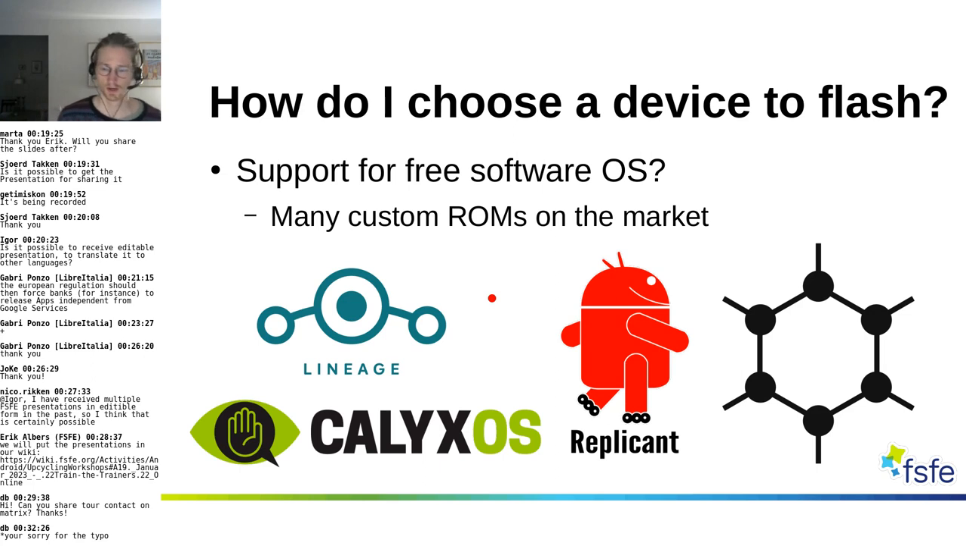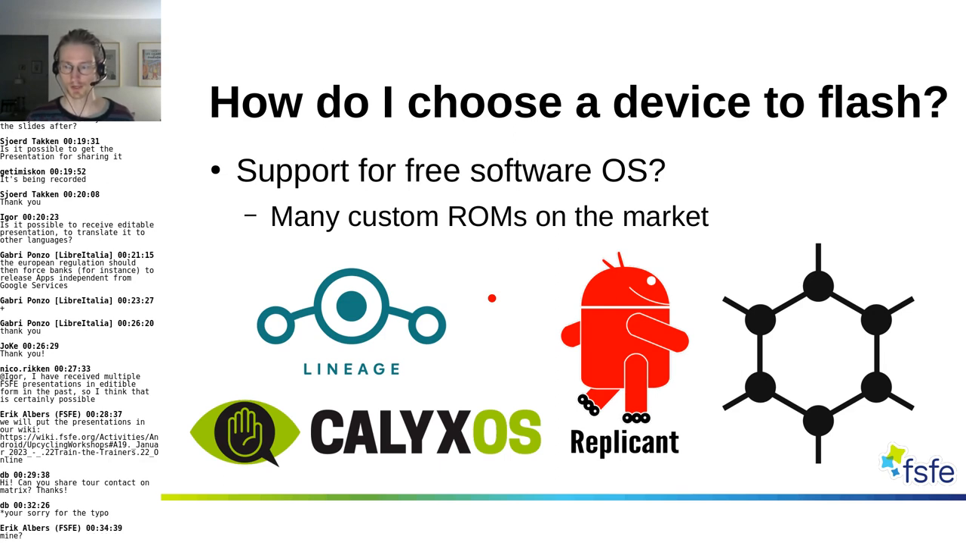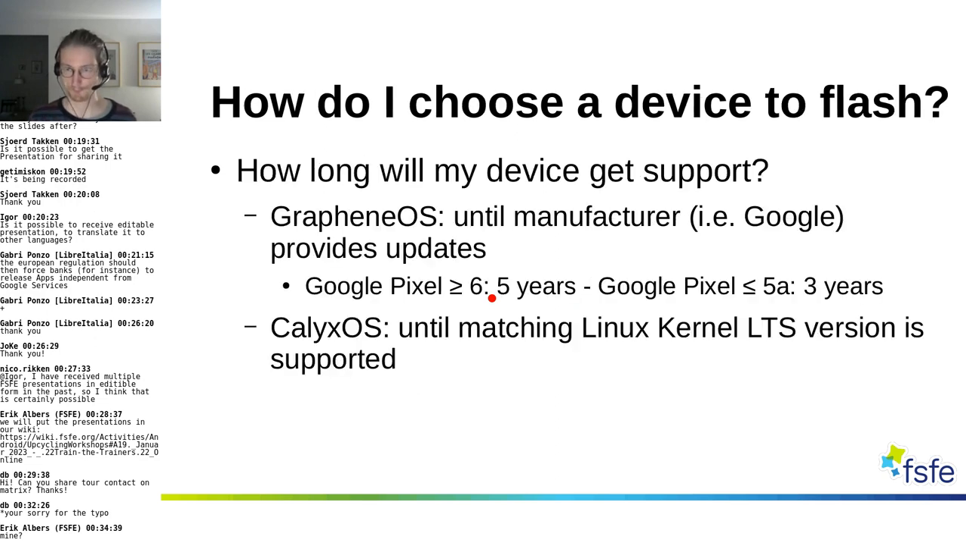Then Replicant builds on top of LineageOS and puts the focus on the freedom aspect. So LineageOS, although it's a free software operating system, uses proprietary drivers and firmware to make a fully functioning system. And Replicant makes a point of replacing these proprietary parts with free software counterparts. Unfortunately, it only supports older phones, older Samsung phones. And then CalyxOS and the one on the right, GrapheneOS, are more modern operating systems for Android, and they focus on privacy and the security aspect.